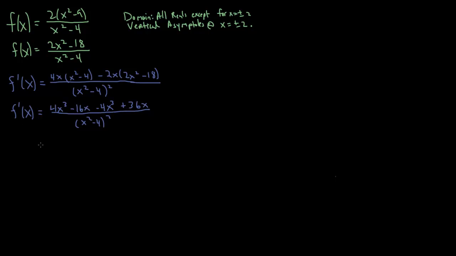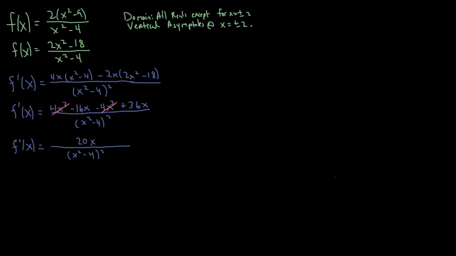Okay? So simplifying this, we're going to get f prime of x equals, okay, we have that x squared minus 4, squared on the denominator. Now the x cubes add to 0. Now we have 36x minus 16x, so I guess that's just 20x.